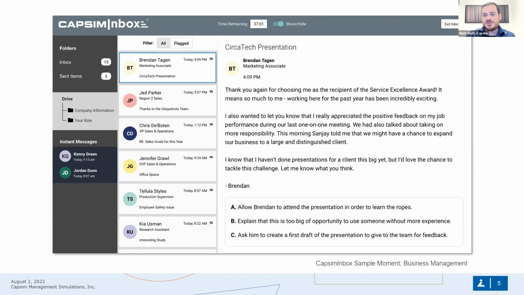And the reason option C, I would say, is the most effective is because it puts Brennan at the forefront of leading by example, right? By building this first draft, Brennan will have involvement in the process and ultimately is tied to the end result, especially if their efforts are ultimately successful. And at the same time, he's getting the feedback he's so eager to receive, and he's showing that initiative.